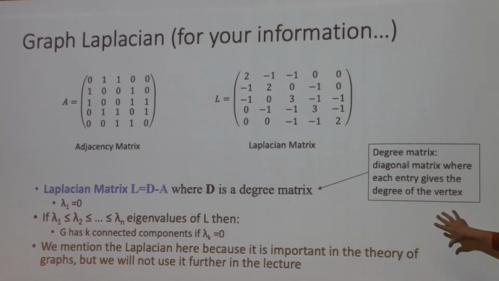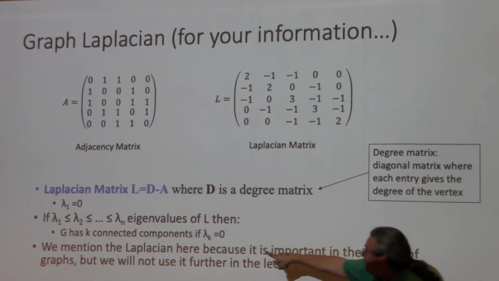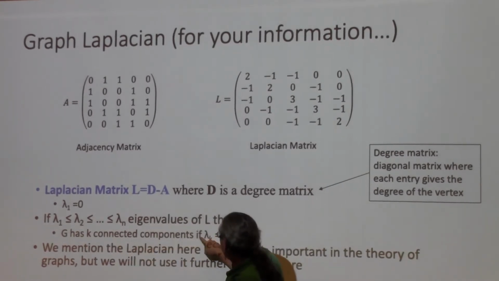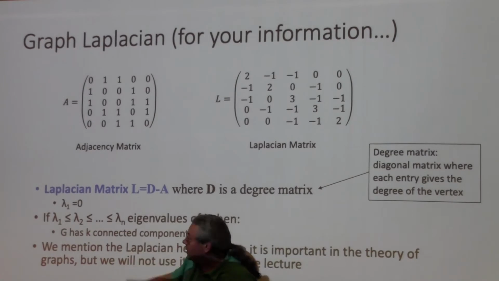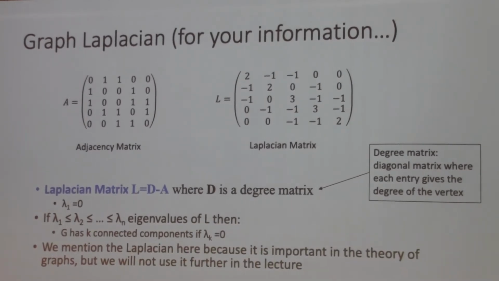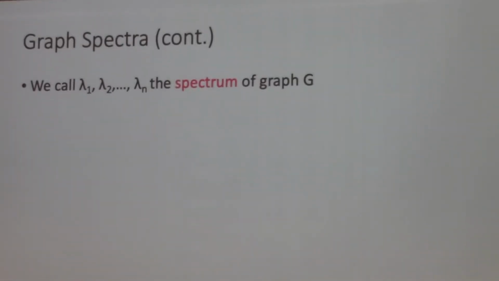I mention it here because if you start looking at things in graph theory, you see this one, and you can see this funny connection with graphs. If lambda k is 0, then G has k connected components. So there's a connection between the eigenvalues and the connected components. Okay, so this was a detour. So now you can forget about the Laplacian for the rest of the lecture.